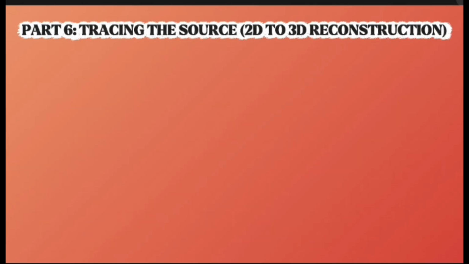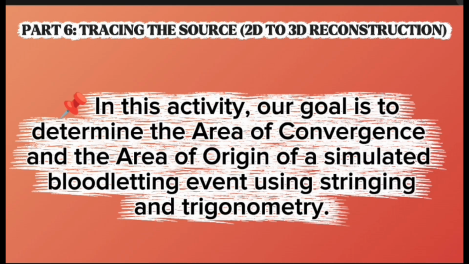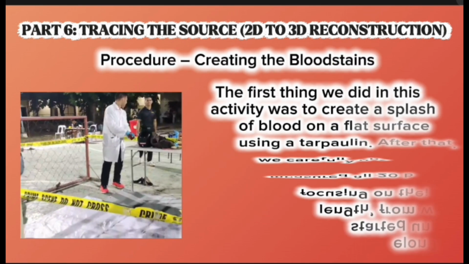Part 6. Tracing the source: 2D to 3D reconstruction. In this activity, our goal is to determine the area of convergence and the area of origin of a simulated bloodletting event using stringing and trigonometry. Procedure: creating the blood stains.